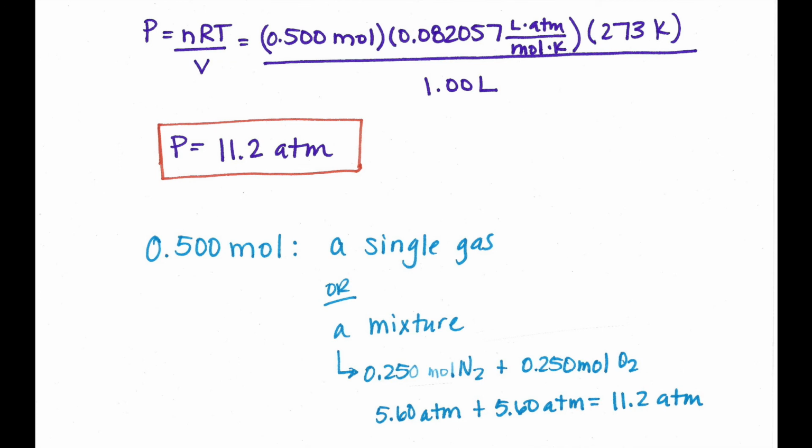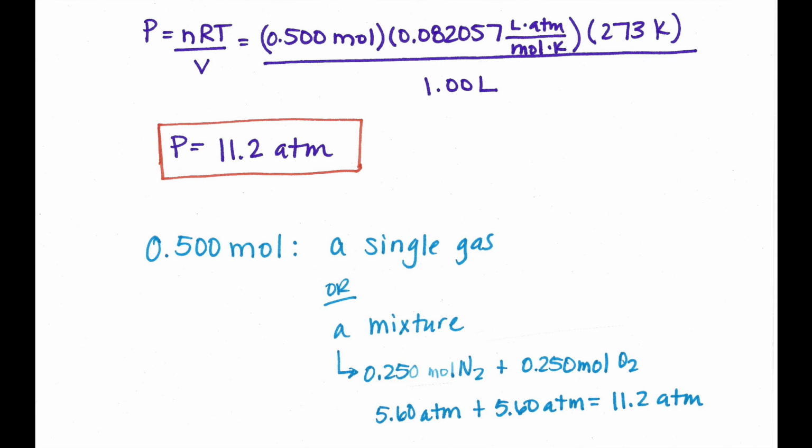In question number 1, we did a calculation on 0.250 moles of oxygen gas and got a pressure of 5.60 atmospheres. In question number 2, we did a calculation on 0.25 moles of nitrogen gas and we got a pressure of 5.60 atmospheres. Here in question number 3, we now did a calculation on a mixture of gases that contains 0.500 moles of particles and got a pressure of 11.2 atmospheres.